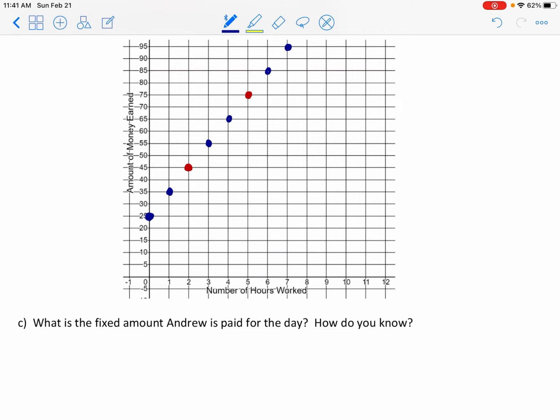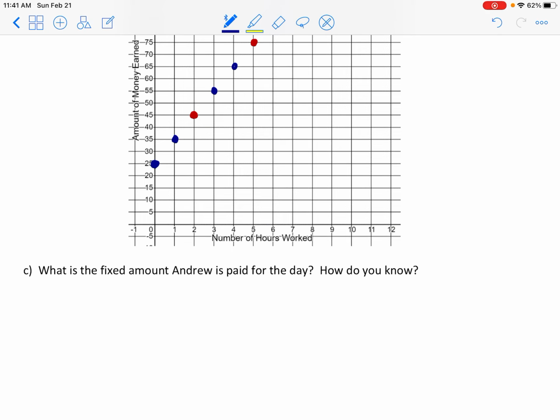Okay? So it asks in the next part here, what is the fixed amount that Andrew is paid for the day? And how do you know? Well, remember, he gets paid a certain amount of money no matter what, and then he gets paid the $10 per hour. The certain amount of money he gets paid no matter what happens to be right here. So if he works 0 hours and still gets paid $25, that can't be an hourly rate. That's how much he makes for just showing up to work. So we have here, he's paid $25 is the fixed amount.